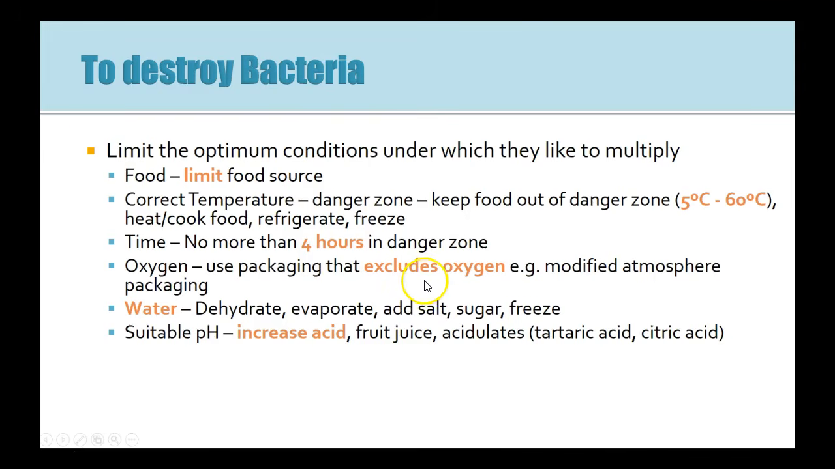If you use packaging that excludes oxygen, which is called modified atmosphere packaging, that will help to destroy bacteria, as well as dehydrating or adding salt or sugar to water, which makes it unsuitable for bacterial growth. Increasing the acidity of the food will also make it easier to destroy or prevent bacterial growth.